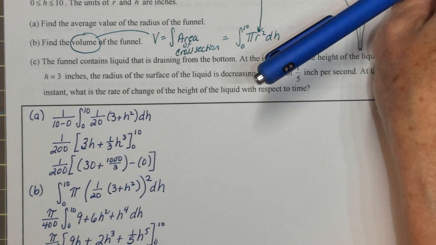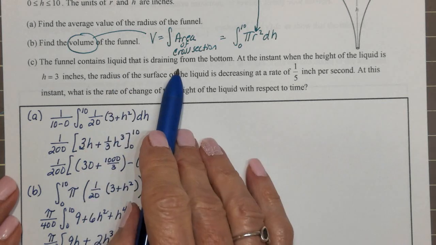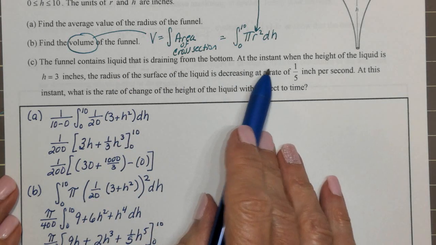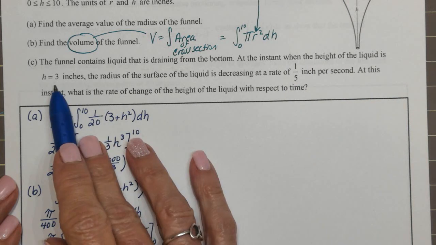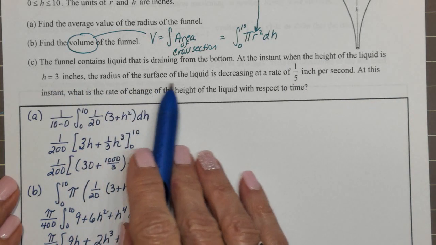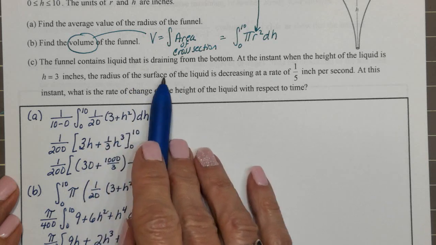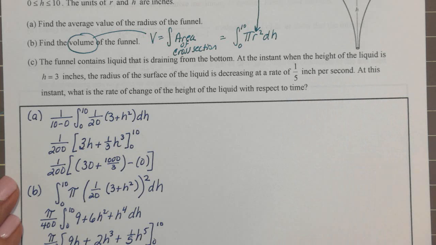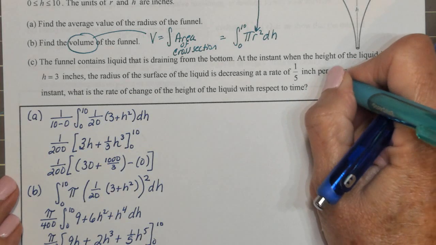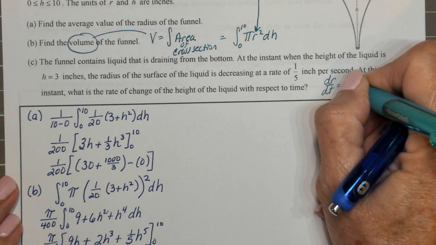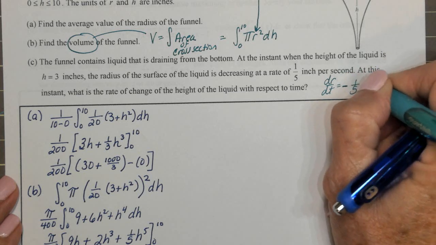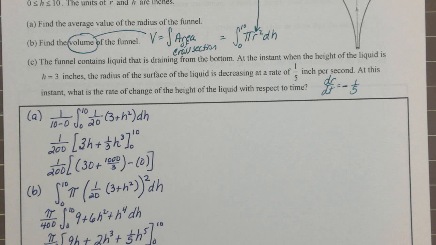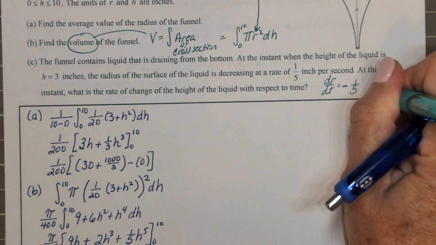Okay. The funnel contains liquid that is draining from the bottom. At the instant when the height of the liquid is 3 inches, the radius of the surface of the liquid is decreasing at the rate of 1/5 inch per second. So dr dt is negative 1/5 inch per second. At this instant, what is the rate of change of the height of the liquid with respect to time? So I want to know what is dh dt.